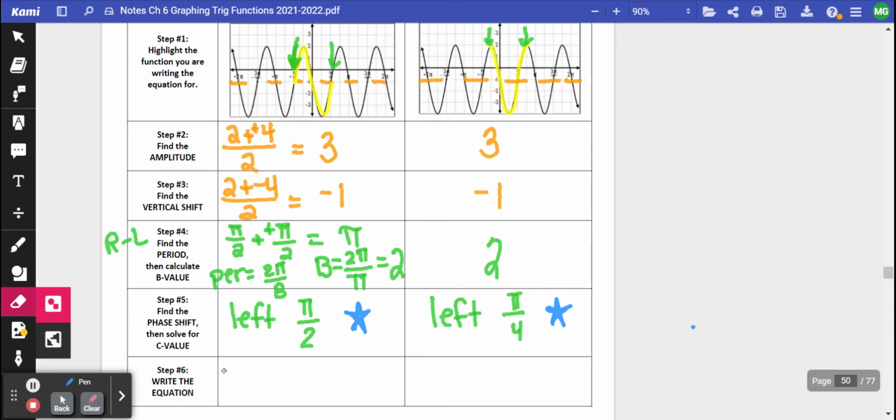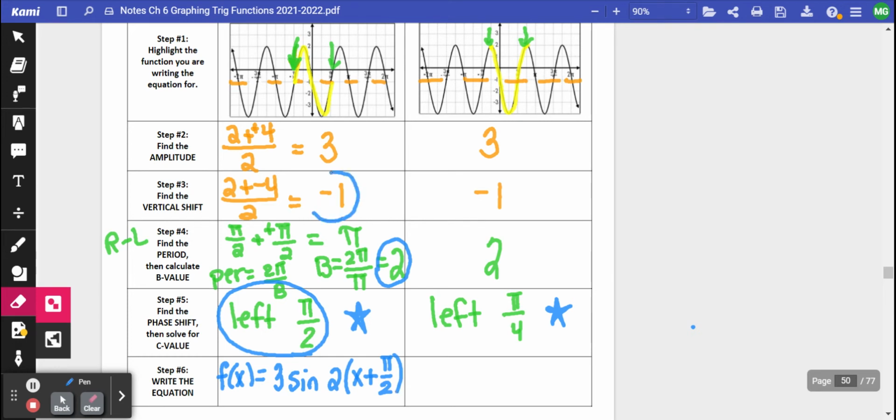So let's do this. For sine, we have f of x equals the amplitude, which is 3, times the sine of the b value. So our b value is 2. We have to think about our phase shift now. If it moved left pi over 2, we put x plus pi over 2. Remember, opposite. And then we look at the vertical shift, it was moved down 1 unit.